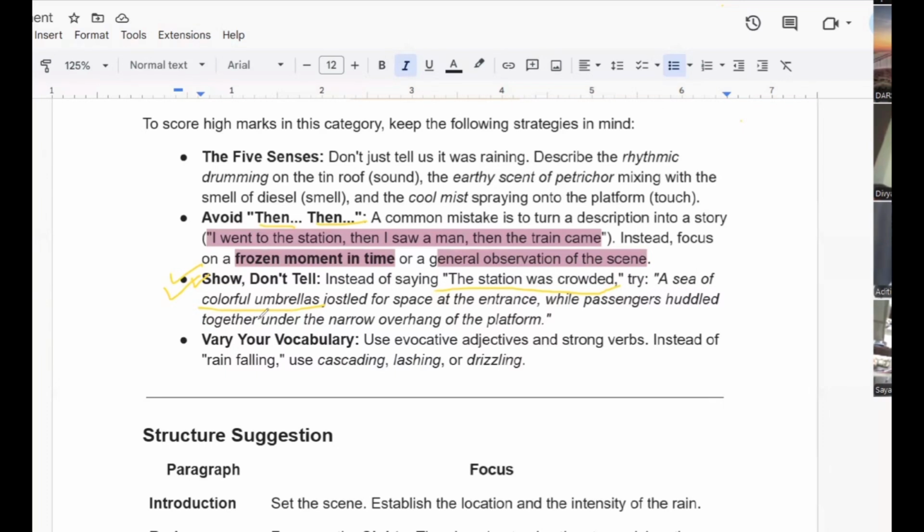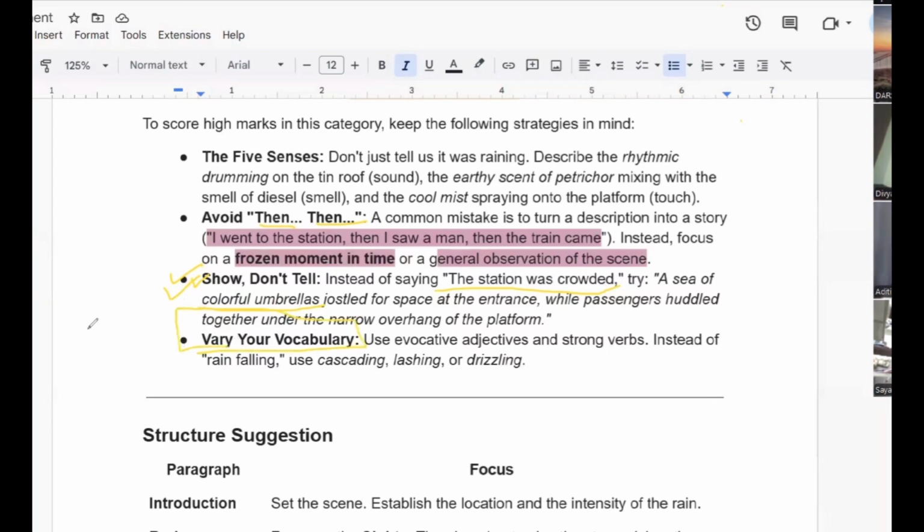You don't have to say that, okay, the platform looks very crowded. No. How do you say that the platform looks very crowded? Because I see a number of people having umbrellas. They are trying to come and squeeze in the small little space that the sheltered platform has, right?